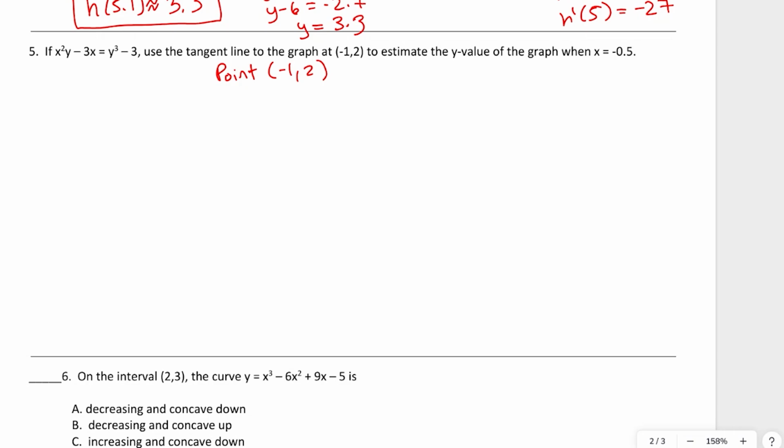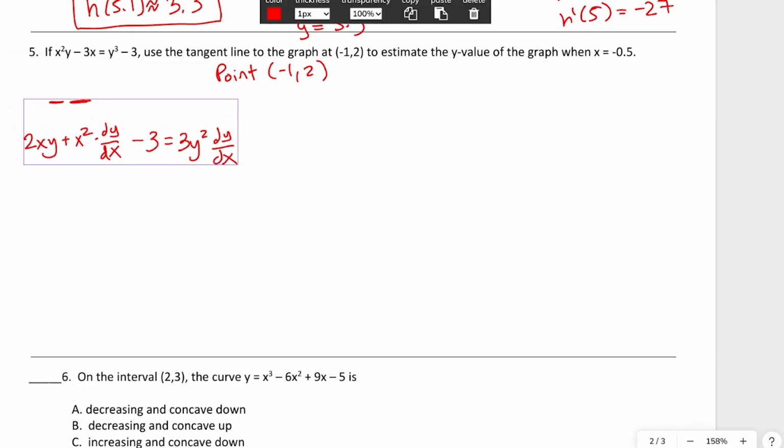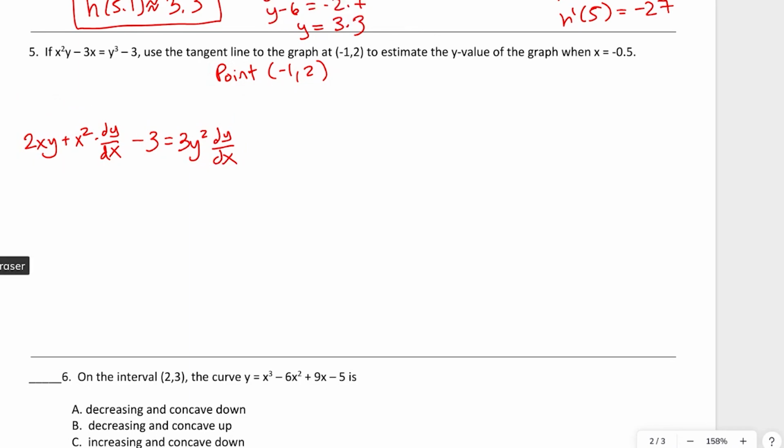So let's differentiate implicitly this equation. We need to use product rule on this first one. So I get 2xy plus x squared times dy dx minus 3, right? Derivative of -3x is -3, equals 3y squared times dy dx minus 0. Okay, the derivative of any constant is going to be 0.